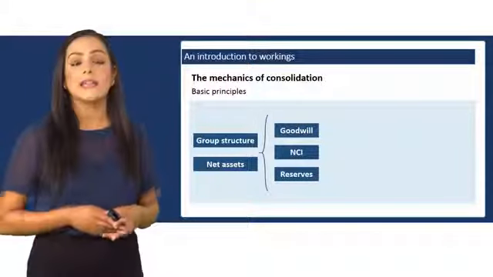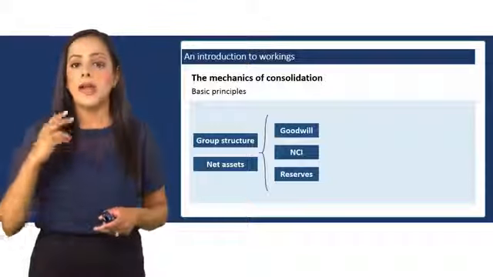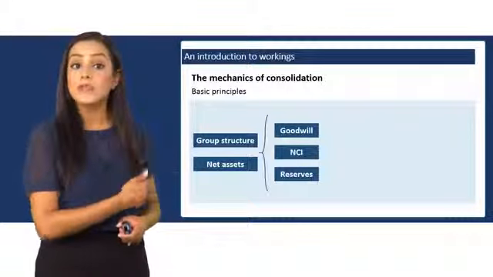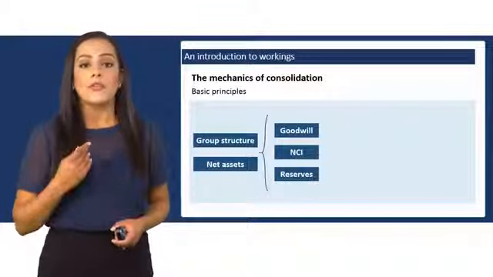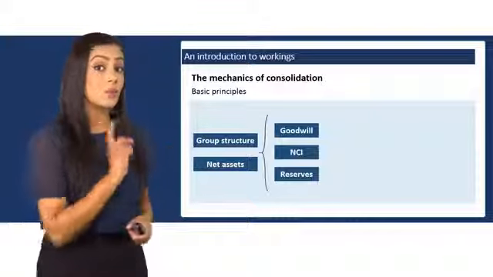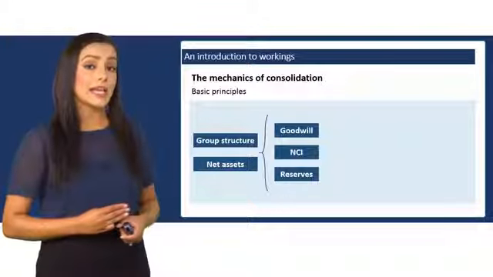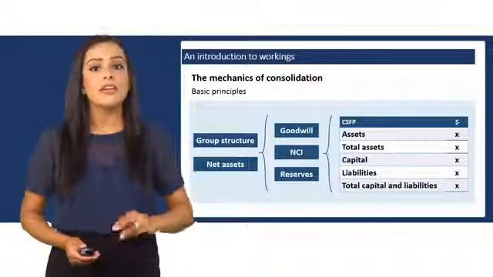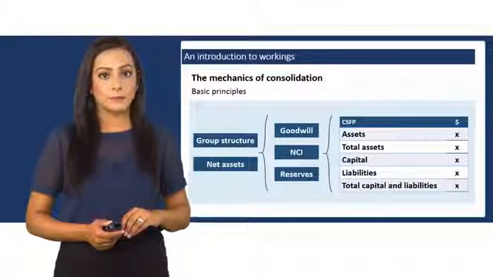The key workings are made up of goodwill, NCI, and the consolidated retained earnings, also known as the reserves. The parent must produce a working and show the working to all of these three calculations, and then these figures are shown directly on the face of the consolidated SFP.